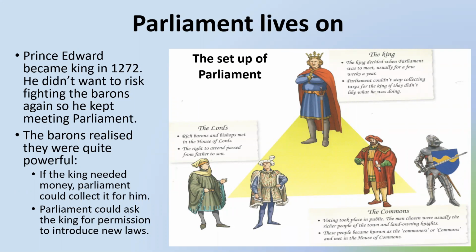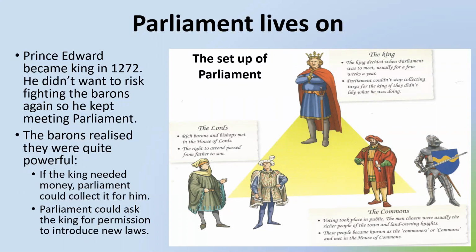So Prince Edward becomes king in 1272, and he realizes he doesn't want to start another conflict, another war, and he doesn't want to risk fighting with the barons again. So he decides, I need to keep up this idea of Parliament in order to keep the barons happy. This, in turn, makes the barons realize we're actually quite powerful. Again, if the king needs money, Parliament can be the ones to collect that for him. And Parliament can ask the king permission to introduce new laws. So it was in their best interest that they were friendlier with each other and that the king and the Great Council, your barons, would work together.